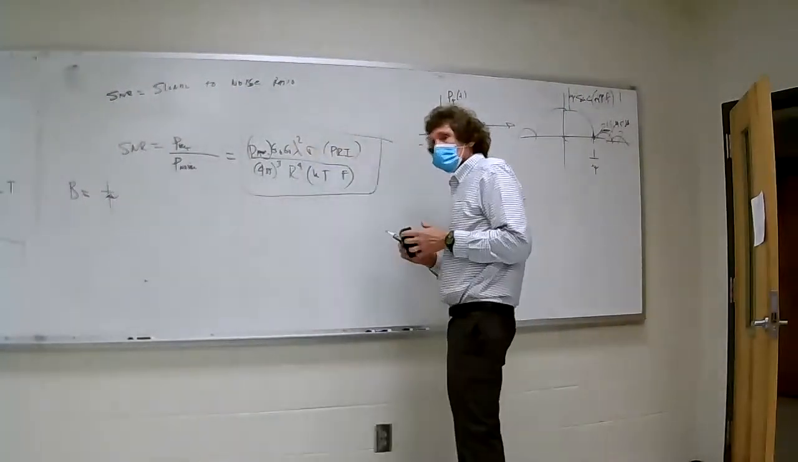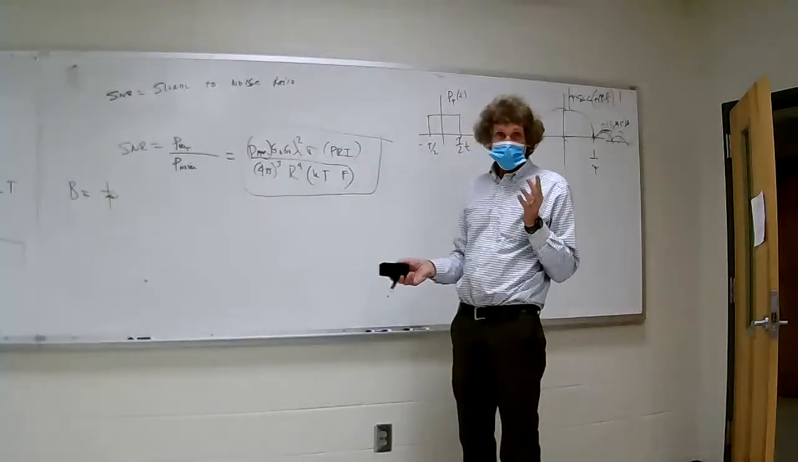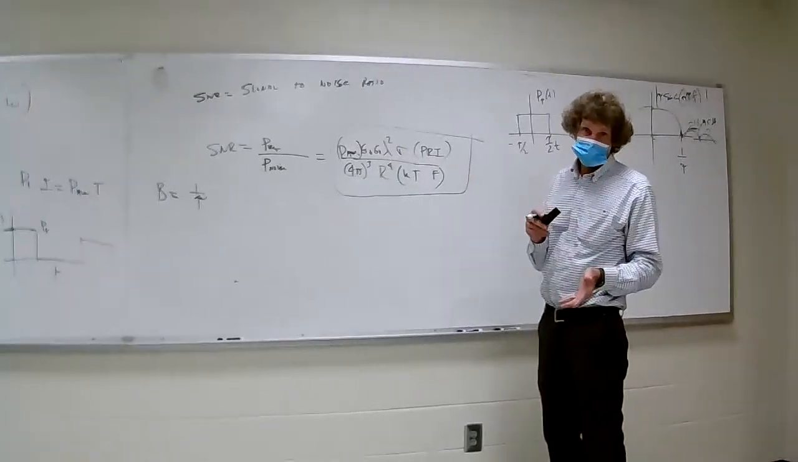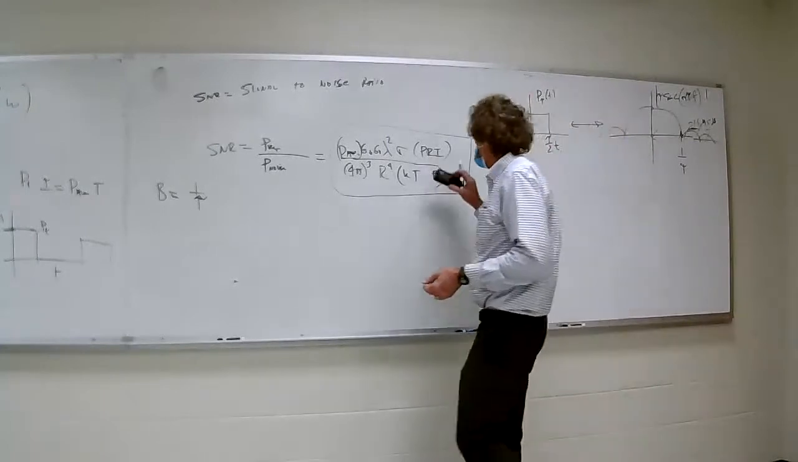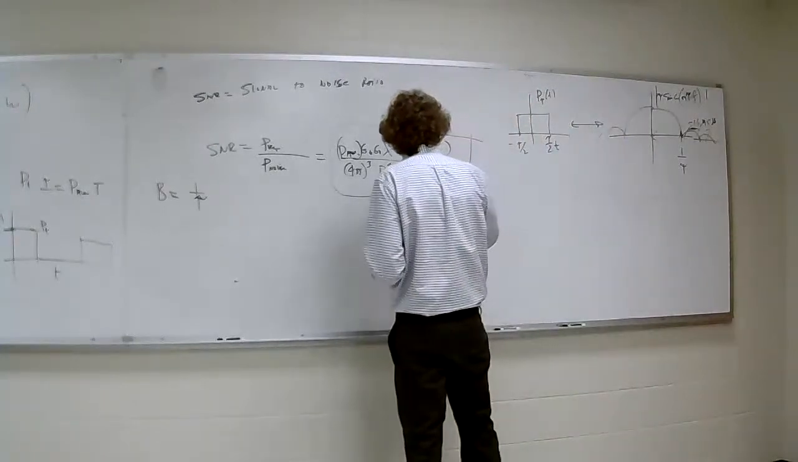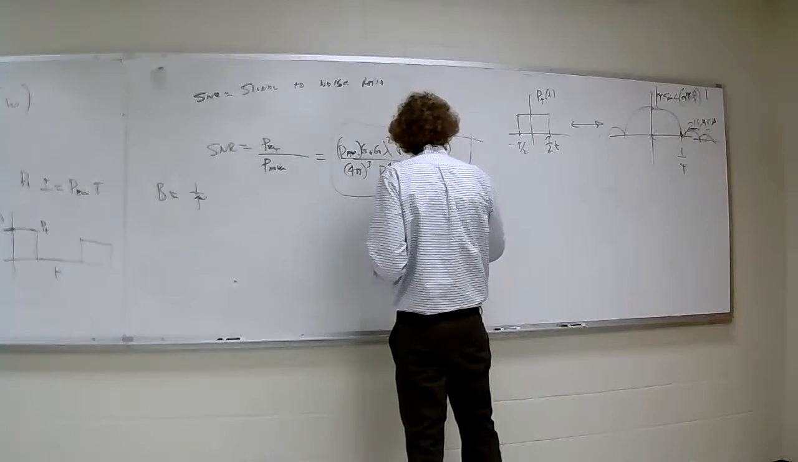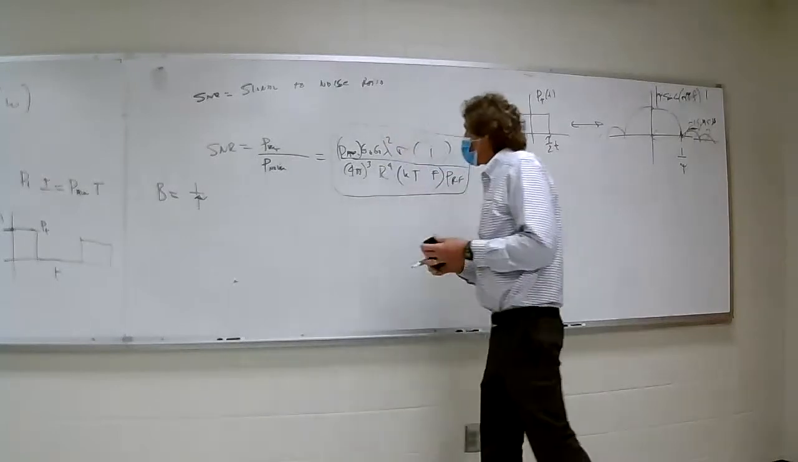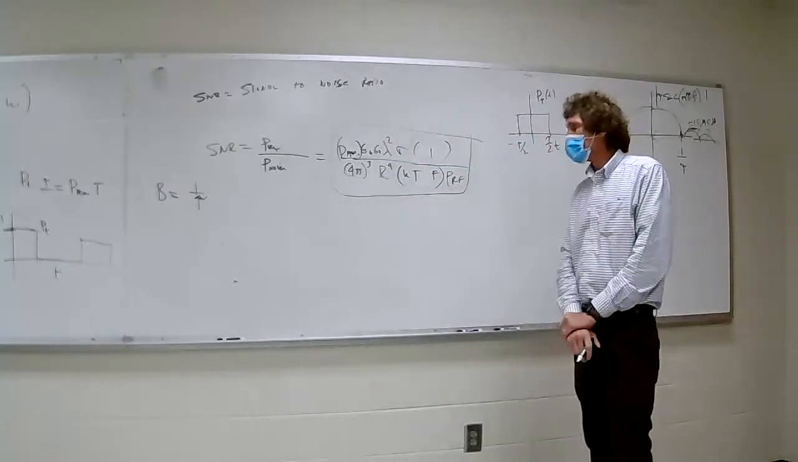Now, here's the other thing I'm going to tell you. PRI is 1 over the pulse repetition frequency. This is just a little playing around. So I can put this as 1 over PRF here. This is a very common form of the radar equation also.